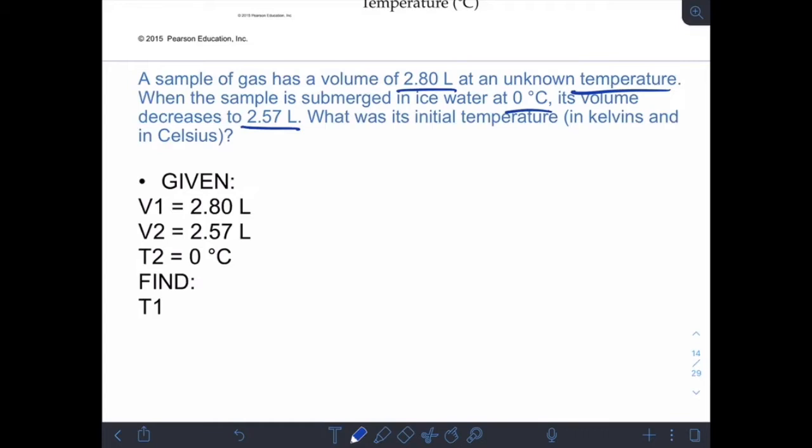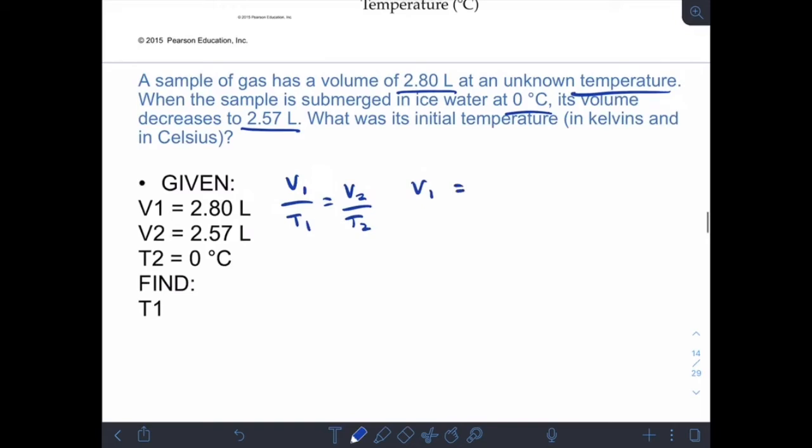All right, so in this problem, we want to find T1. So we're using Charles' law, and we're going to rearrange to solve for T1. I'm going to go through those steps because it's a little bit weird if your algebra is not super strong. I'm going to multiply T1 to the other side to get it on top. So V1 is equal to V2 T1 over T2.